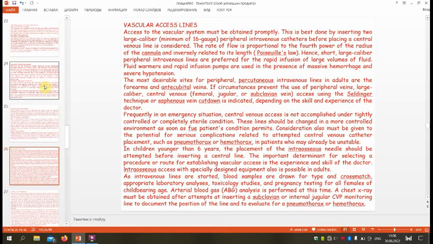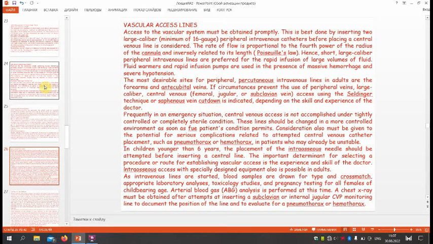Vascular access lines. Access to the vascular system must be obtained promptly. This is best done by inserting two large caliber, minimum of 16 gauge, peripheral intravenous catheters before placing a central venous line is considered. The rate of flow is proportional to the fourth power of the radius of the cannula and inversely related to its length. Hence, short, large caliber peripheral intravenous lines are preferred for the rapid infusion of large volumes of fluid.